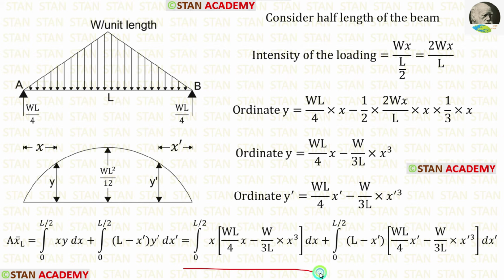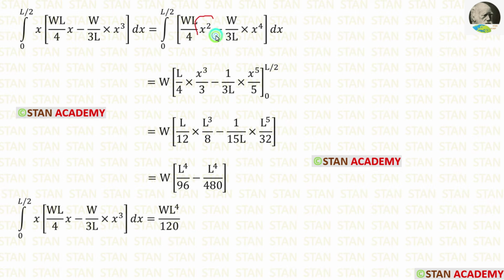So we are having two integrations. First, let us do this integration. When we integrate x square, we will get x cube by 3. When we integrate x power 4, we will get x power 5 by 5. We can take a w outside because it is constant. Then let us apply the limits.